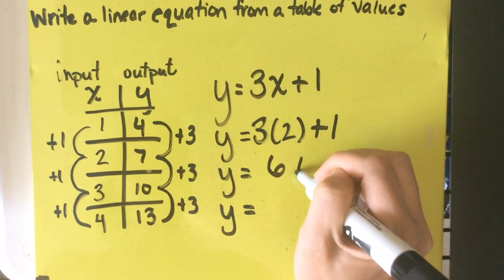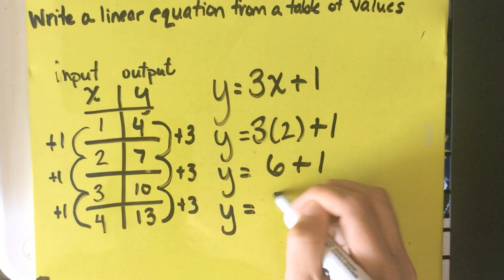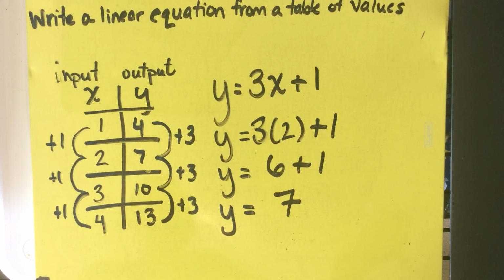3 times 2 is 6. And then 6 plus 1 is 7. So I do get an answer of y equals 7. So now my equation is complete.